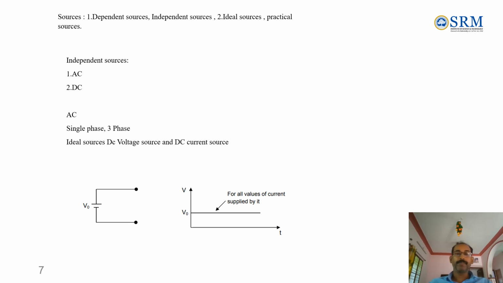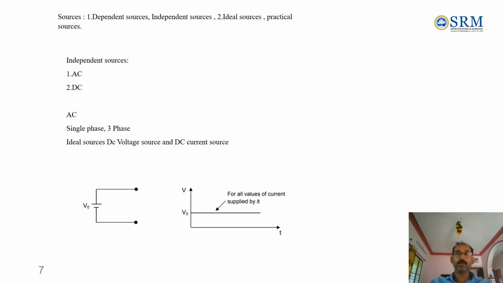Let us see the various types of sources. What are the various types of sources? We have dependent sources as well as independent sources. In addition to that, you can distinguish them into ideal sources as well as practical sources. What is the difference between ideal and practical sources? An ideal source is one in which the internal resistance is 0.